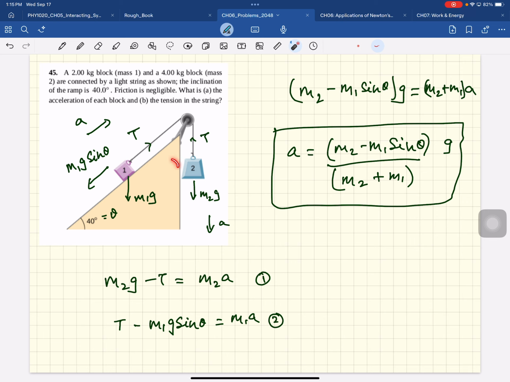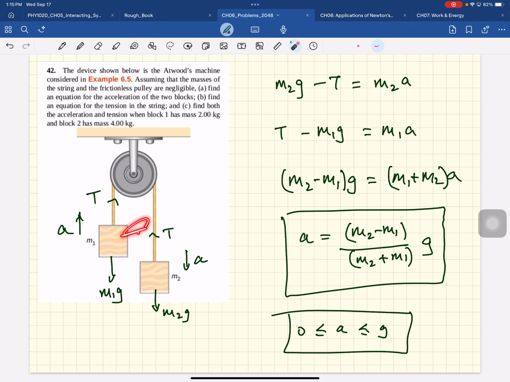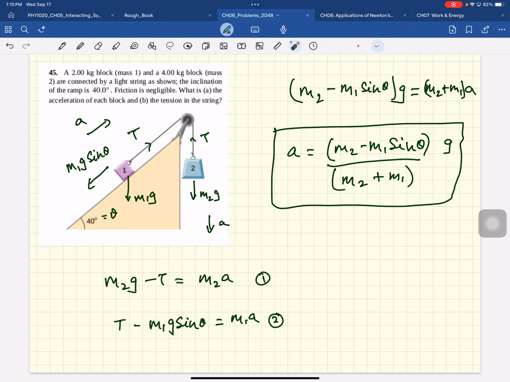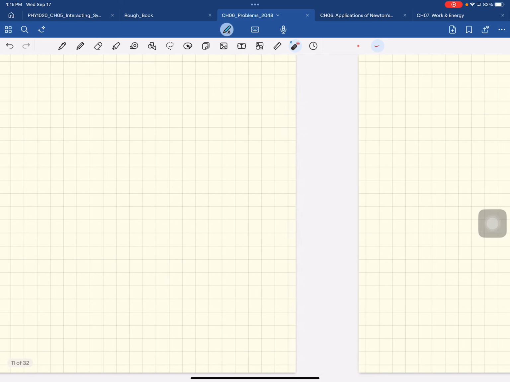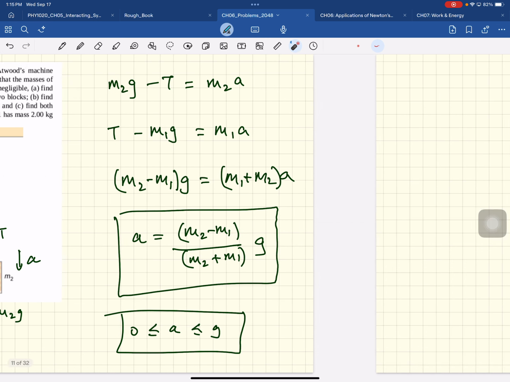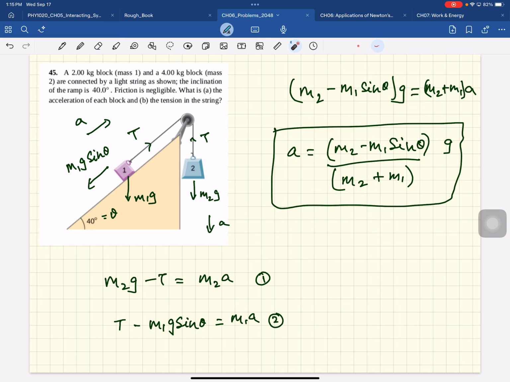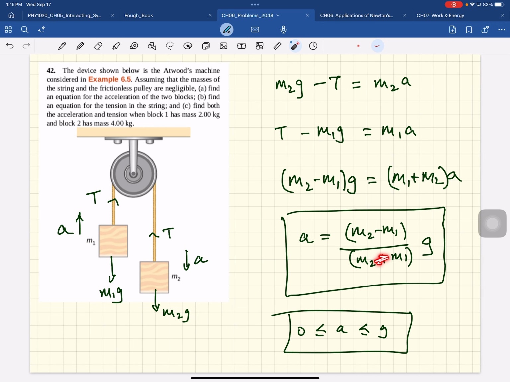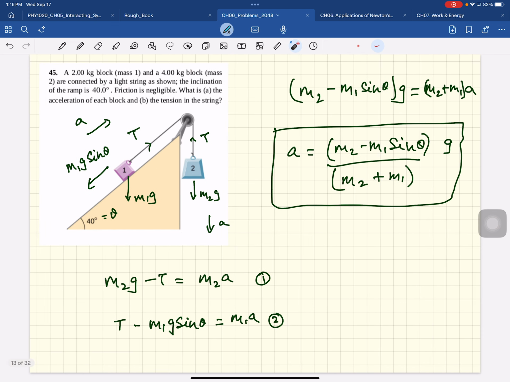Now the question is, how do you convert this problem into that one? If you realize, if you made this angle 90 degrees, then this problem turns into that problem. Let's make sure that is true. If you turn that into 90 degrees, sine theta becomes 1. And for the acceleration, you get M2 minus M1 over M1 plus M2, times g, which is that expression. So this problem is really a special case of this one.